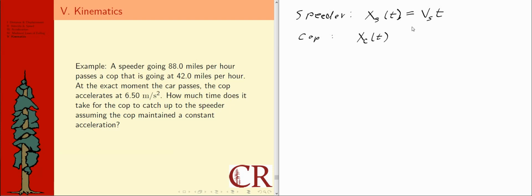But the cop, when it's passed by the speeder, is going more slowly, at a different speed. So instead of saying v naught t for the first kinematic formula, I'm going to say v c t because I'm describing the cop. But the cop at that exact moment accelerates and continues to do so. So it's constant acceleration, therefore. The first kinematic formula would say I'm going to add plus 1/2 a t squared. And this is going to describe what the cop is doing for this motion.